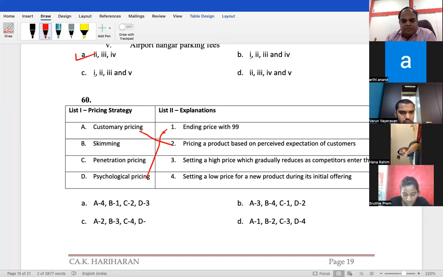Next. Setting a high price which gradually reduces as competitors enter the market. Then setting a high price which gradually reduces is skimming. The last two are very easy. Low price means penetration pricing. So what is the right answer? Option C is the correct answer.